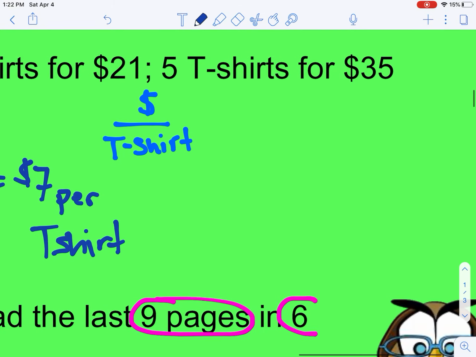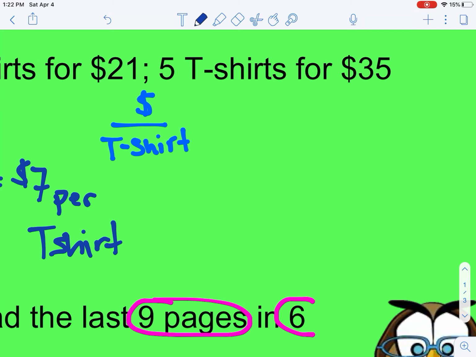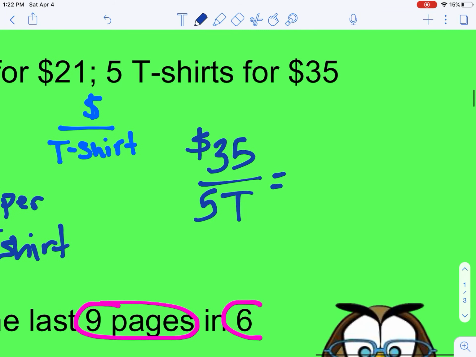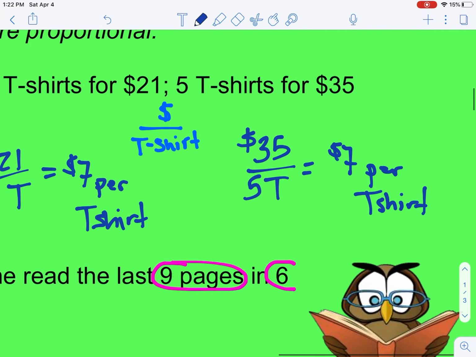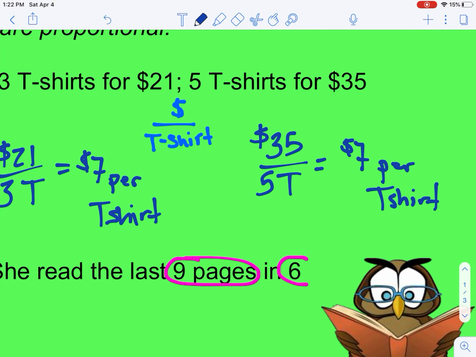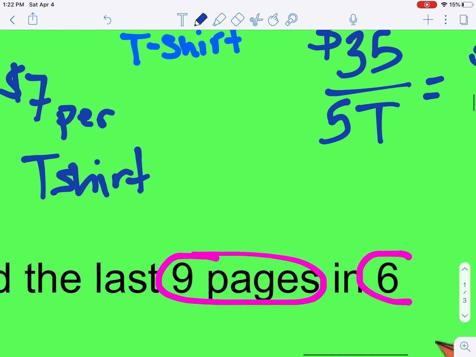And my second one, I have 5 t-shirts for $35. So 35 for 5 t-shirts. If I divide 35 divided by 5, I get $7 per t-shirt. So if I compare my two unit rates, I have $7 per t-shirt and $7 per t-shirt. That means that these two are proportional.